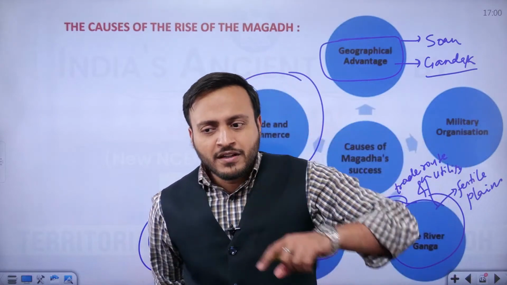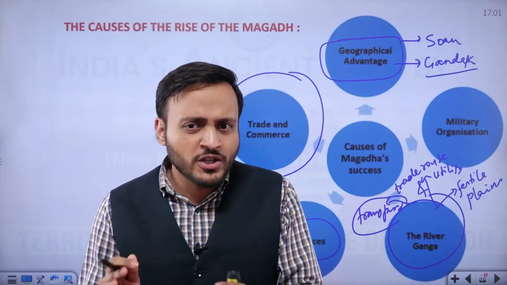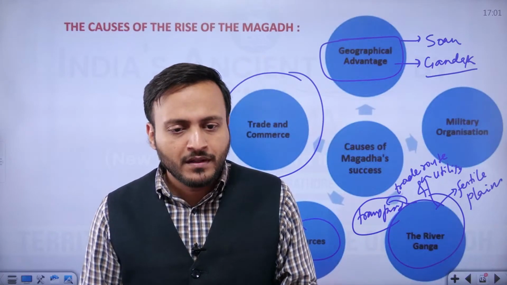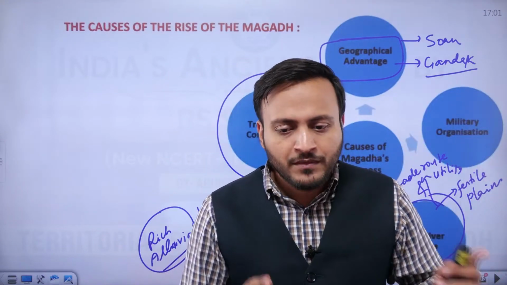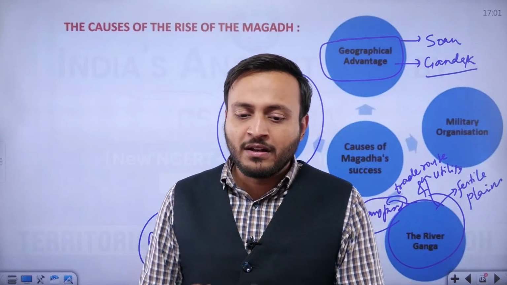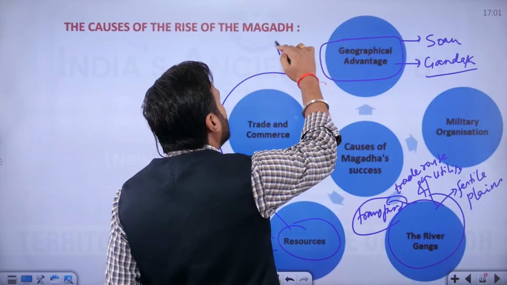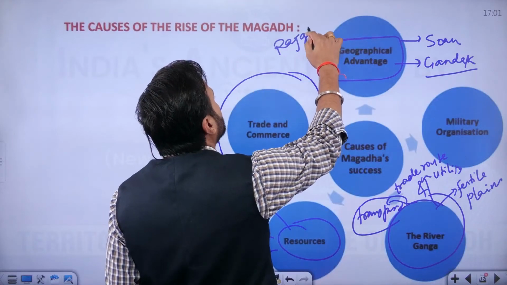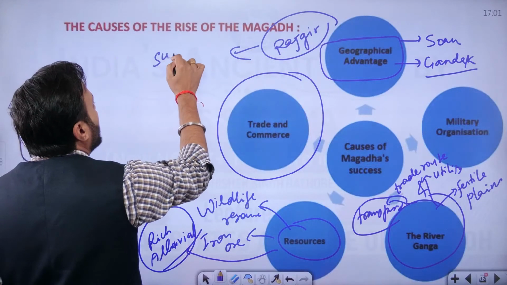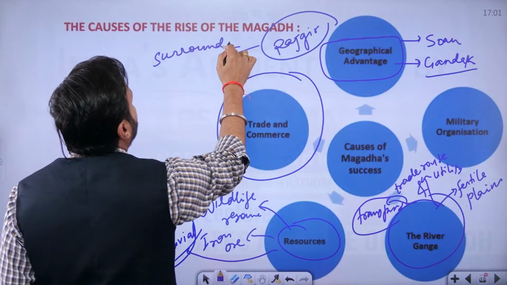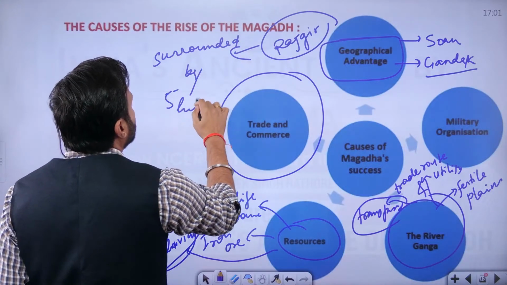So all these rivers are somehow surrounding the location of modern Patliputra. One thing: even when Patliputra was not the capital, the Rajgir was there, which was located at such a place which was surrounded by 5 different hills, okay, 5 hills.